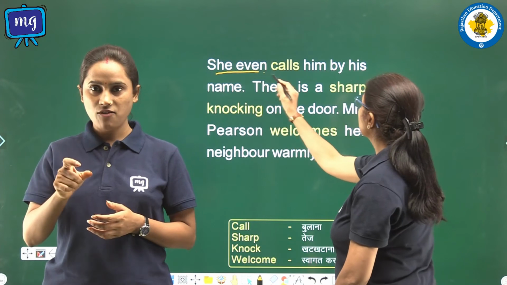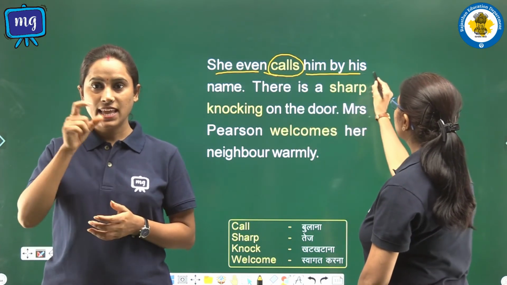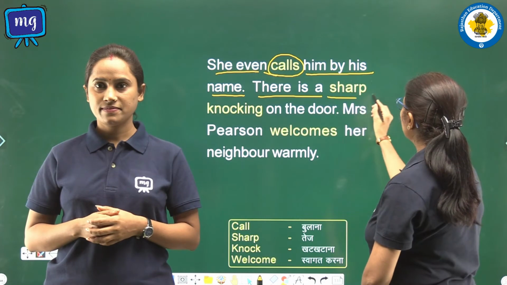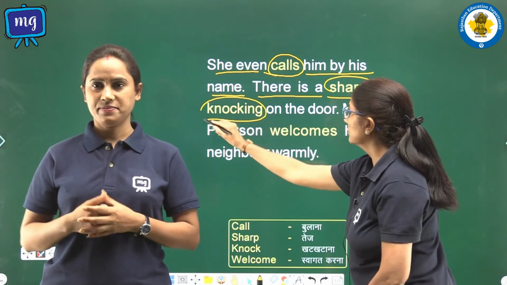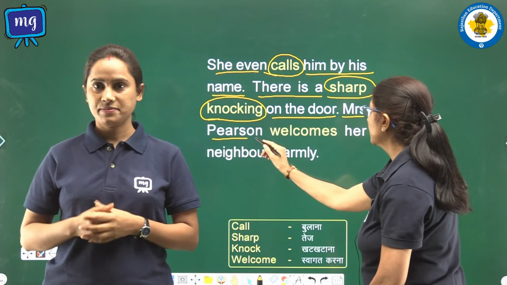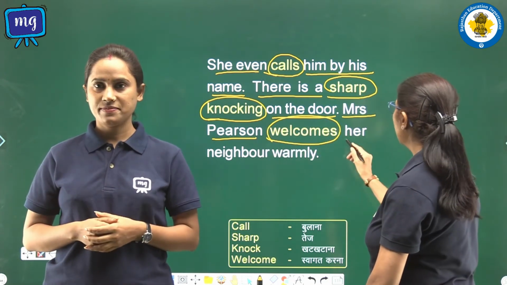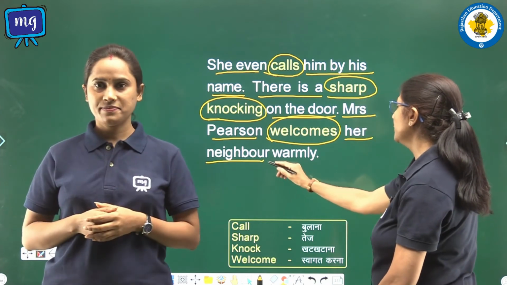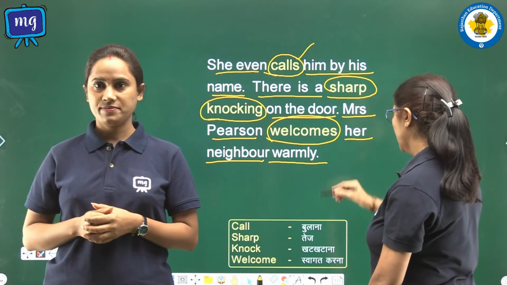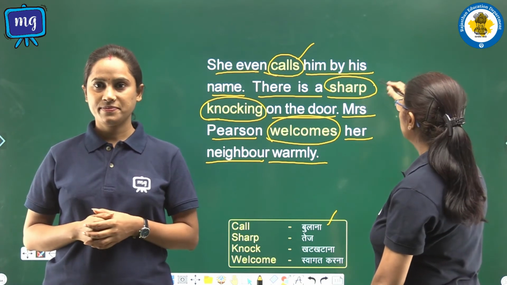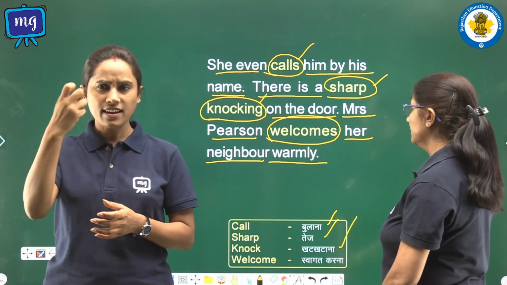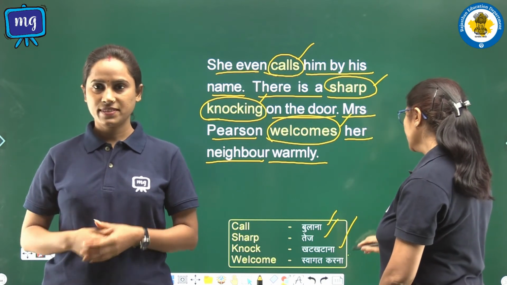She even calls him by his name. There is a sharp knocking on the door. Mrs. Pearson welcomes her neighbor warmly. Word meaning: call, बुलाना. शार्प, तेज. नॉक, खटखटाना. वेलकम, स्वागत करना.